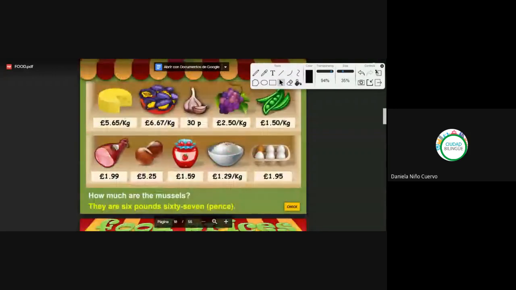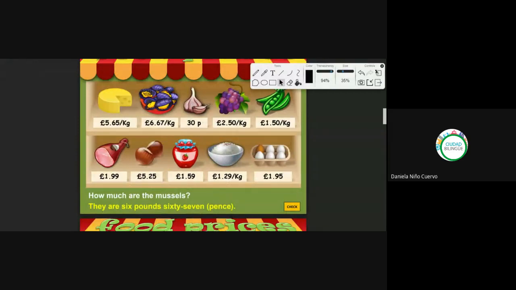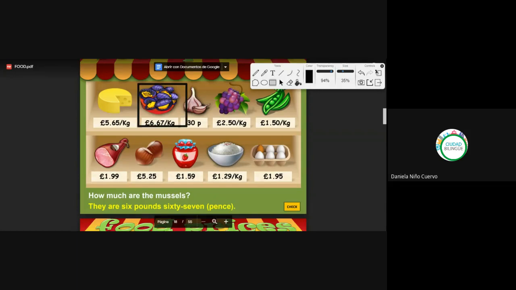How much are the mussels? Mussels, it's plural. Yes? Plural. So we have to use this structure. They are 6 pounds 67. Mussels, mejillón. Yes? Esto es como mariscos, kind of that. We continue.